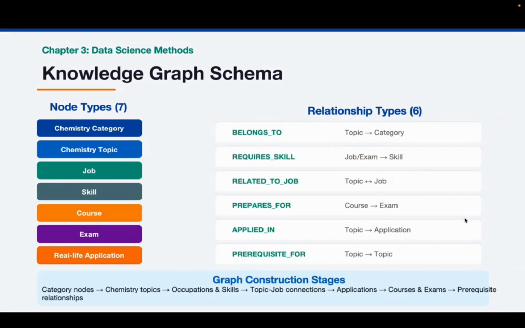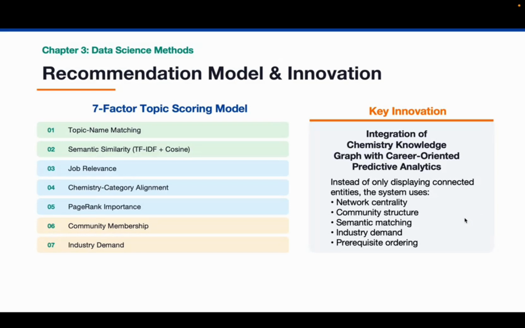The directed graph used 7 node types, and the construction proceeded in 7 stages from category nodes through chemistry topics, occupations, skills, applications, courses, and prerequisite links. The model takes a target occupation and existing skills, then outputs matched skills, missing competencies, recommended topics, courses, and a weekly study plan. Topics are ranked by a 7-factor score: name matching, semantic similarity, job relevance, category alignment, PageRank importance, community membership, and industry demand.